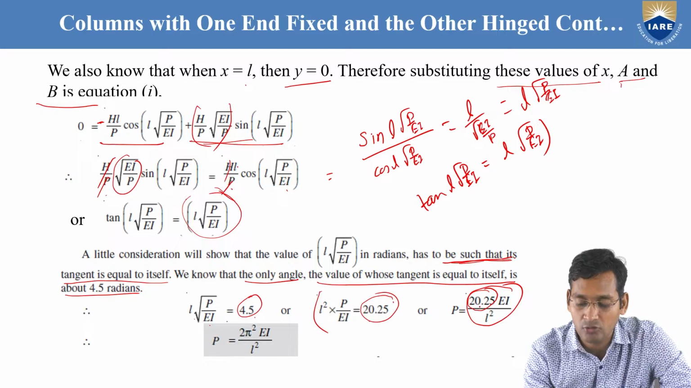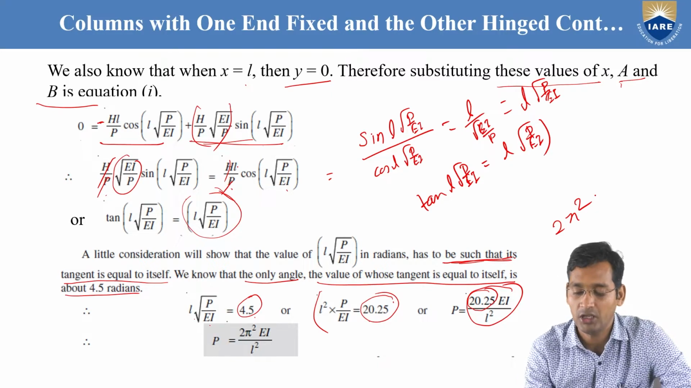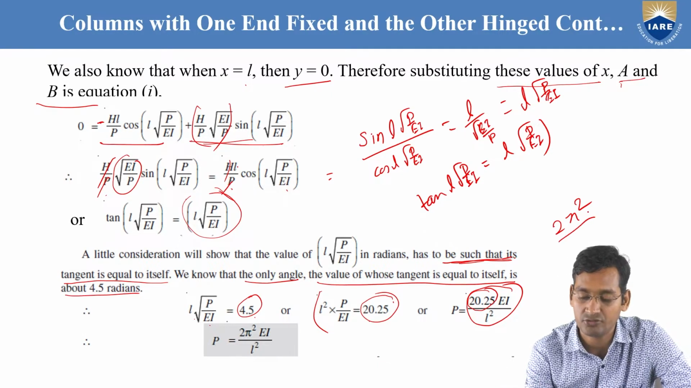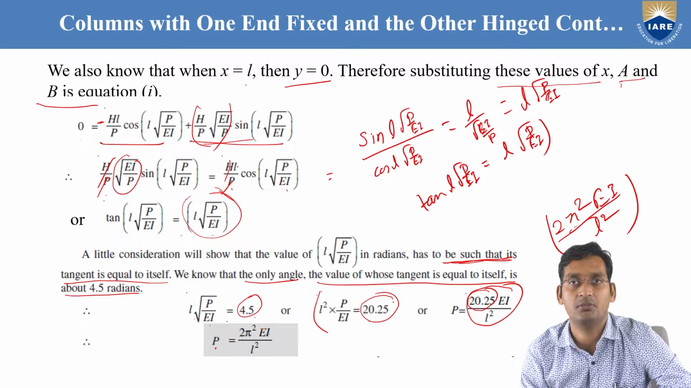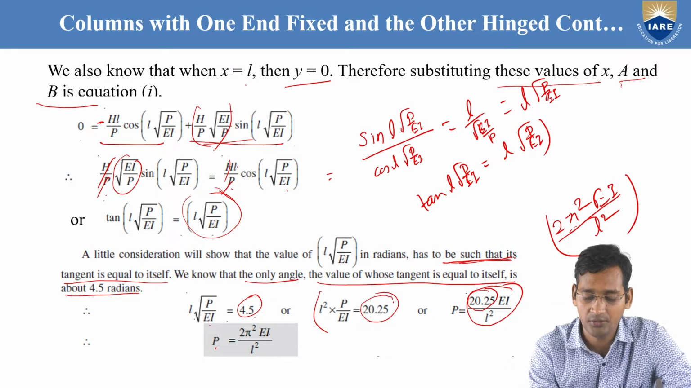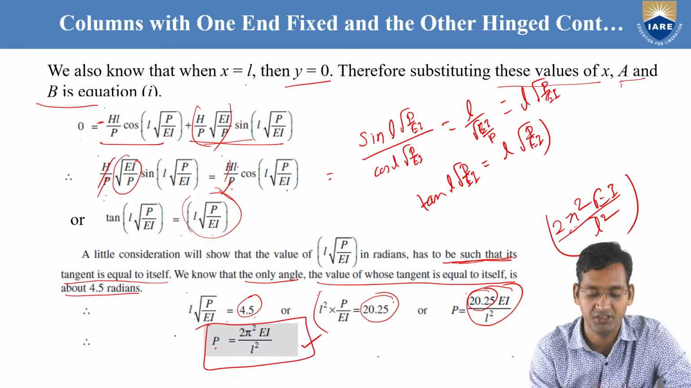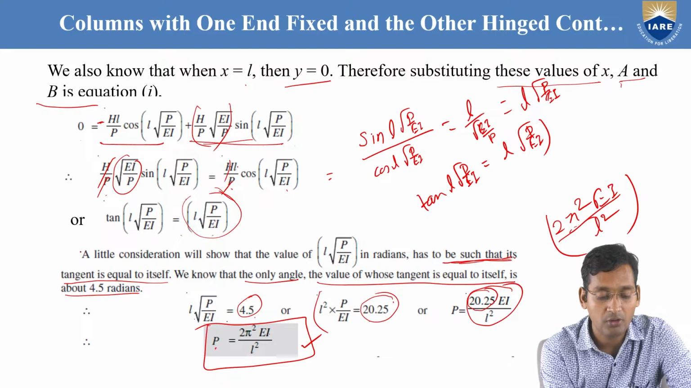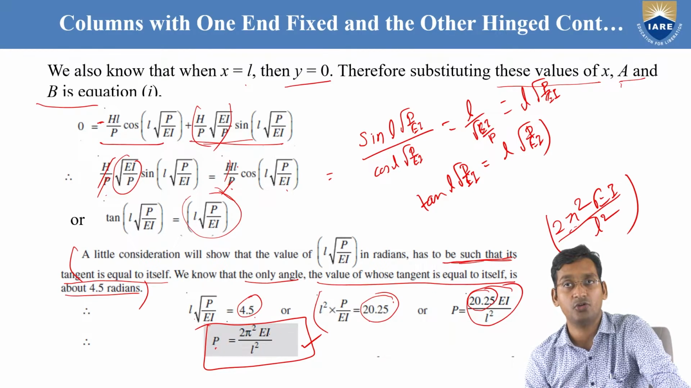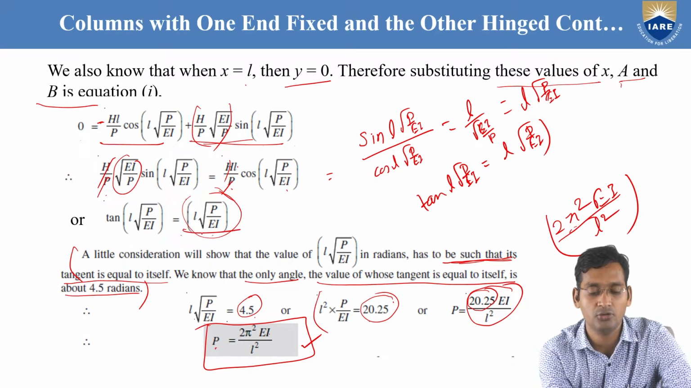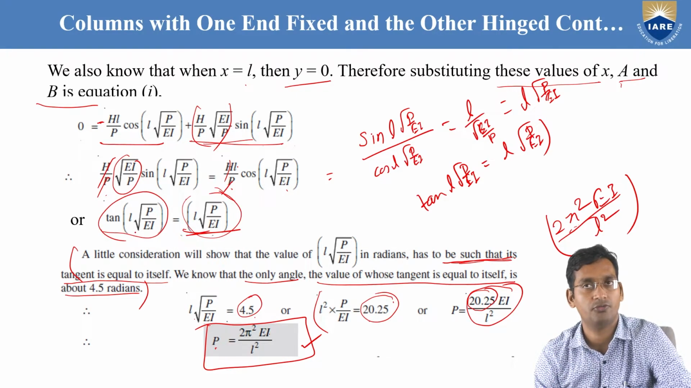So now that value of 20.25 is equals to 2 pi square. Okay, so now for 20.25 we can replace 2 pi square and then EI by L square. So this will be the final one. So P equals to 2 pi square EI by L square. Clear? So this is the final P. Okay, so here this you have to remember. So in this derivation only, that value of that radian when it becomes tangent to itself is 4.5 radian, that you have to remember. So just equate this value to the 4.5.